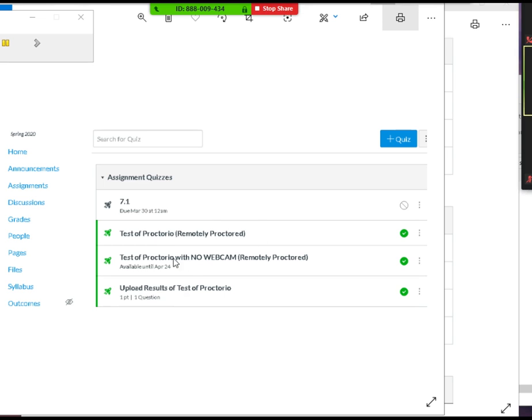You won't see this middle one until you email me and tell me you don't have a webcam, and then I will open it up for you. And then after you take the quiz, you'll see this last one here. It says upload results of test of Proctorio. That's where you take pictures of your papers and upload them one at a time. So upload a file, take a picture, upload the file, and then say add another file. Keep doing that until you get to all your pages. So this is where you upload your results down at the bottom. The first one is your test. The middle one will only happen if you don't have a webcam. I'll enable that one. And the last one is where you upload your Proctorio tests themselves.